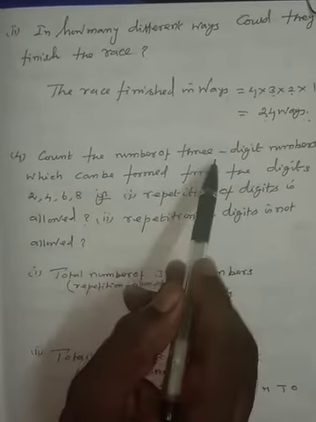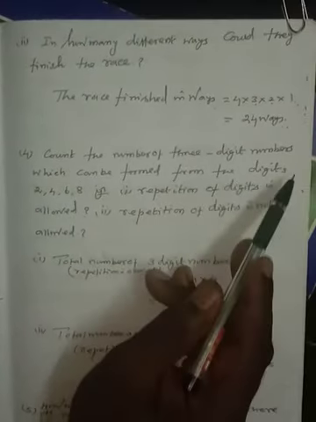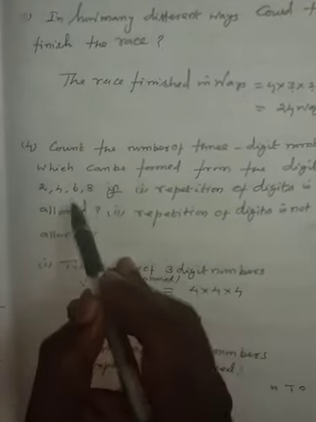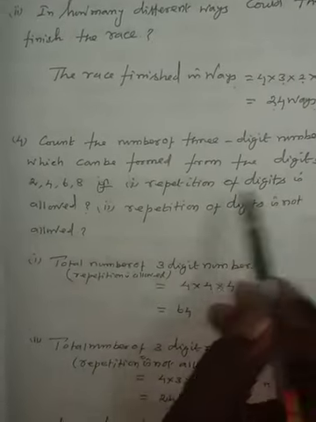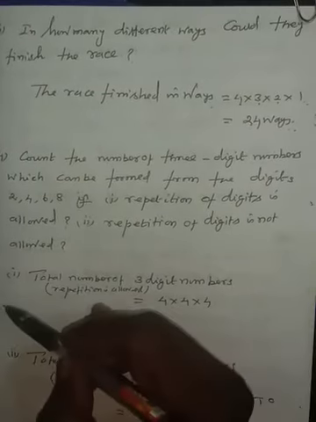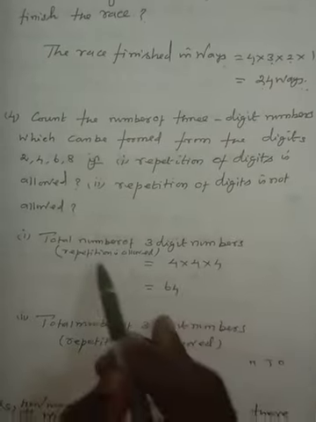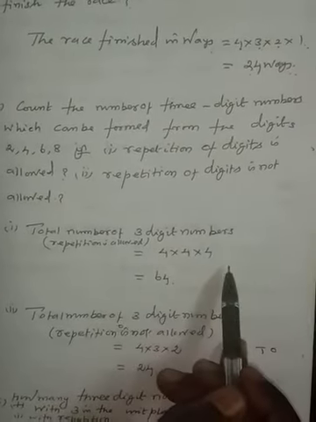Count the number of 3-digit numbers which can be formed from the digits 2, 4, 6 and 8. Number 1, if repetition of digits is allowed. Number 2, if repetition of digits is not allowed. Number 1, total number of 3-digit numbers when repetition is allowed: 4 into 4 into 4.